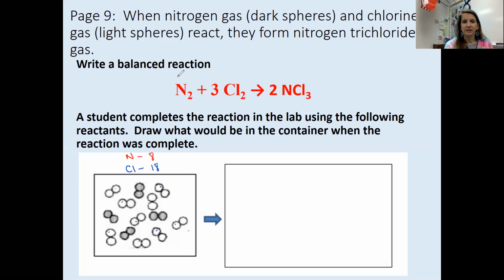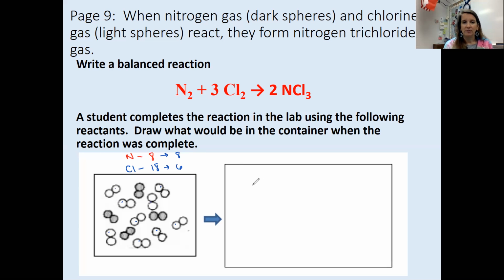Looking up here at my balanced chemical equation, I can see that 8 nitrogen atoms would make 8 NCl3s because it only needs 1. But because NCl3 needs 3 chlorines, I could only make 6 with the chlorine. That means that chlorine is going to be my limiting reactant.